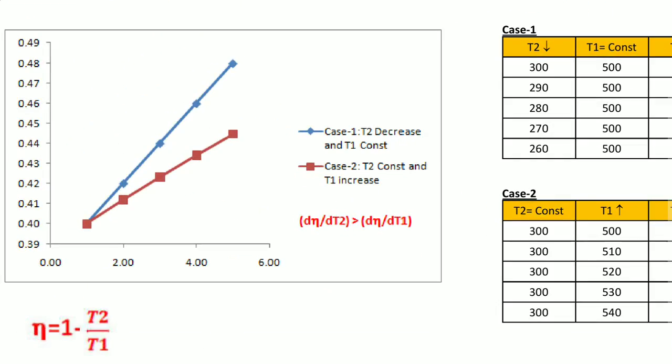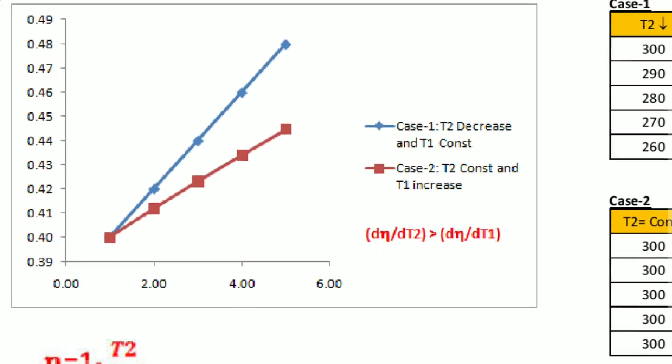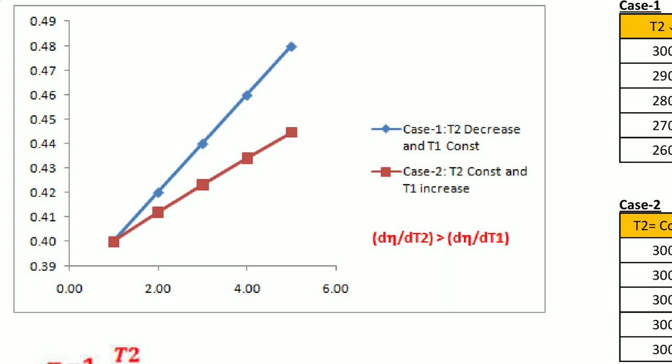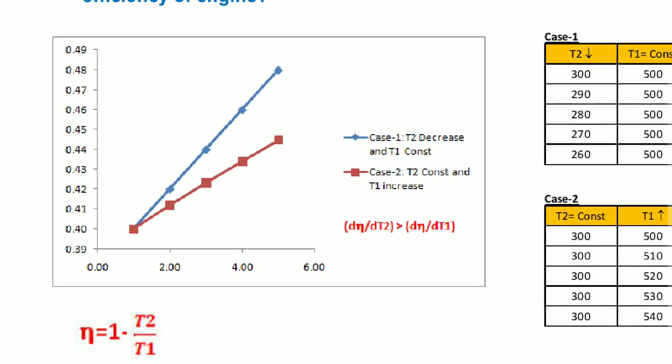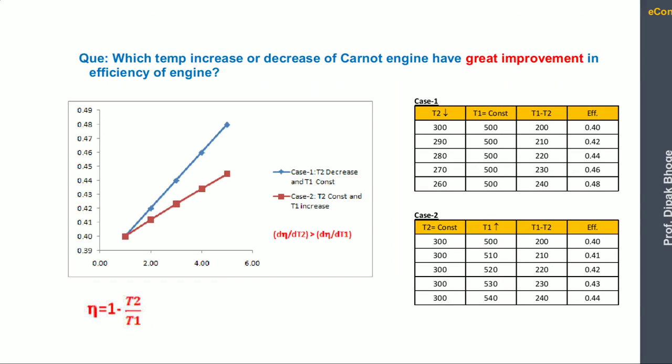The same graph is plotted with the help of this table. In this graph you can see the case 1 blue color line, in which T2 is reduced and T1 is kept constant, so its slope is higher than case 2. In case 2, T2 is constant and T1 is increased, so its slope is less. So case 1 has more slope, and if a curve has more slope, then it has more change.